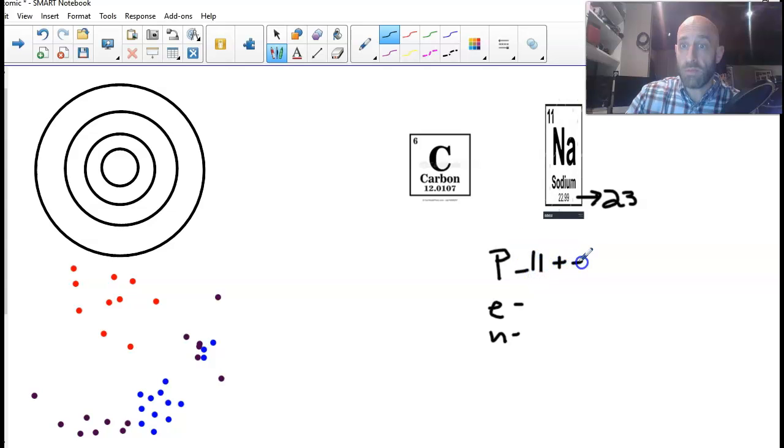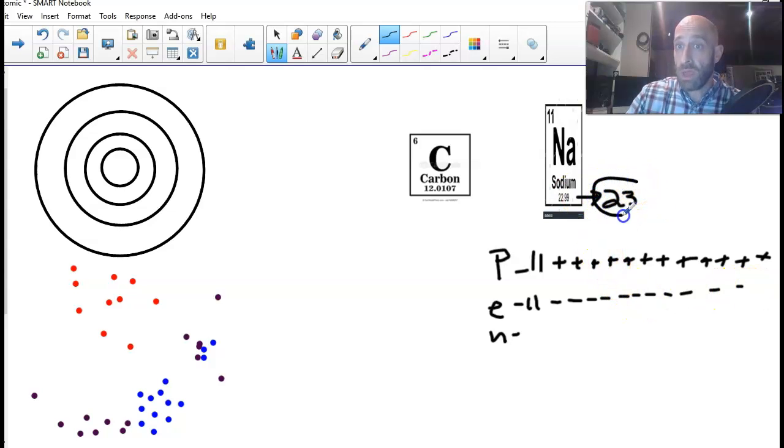So let's go with 11 pluses. It's 11 pluses, right? And with no charge on it, we know that there are going to be 11 electrons. Well, those are a little closer together, but there are 11 there: 1, 2, 3, 4, 5, 6, 7, 8, 9, 10, 11. And then our number of neutrons is going to be the atomic mass, which is 23, subtract the atomic number, which is 11, and that gets us 12.